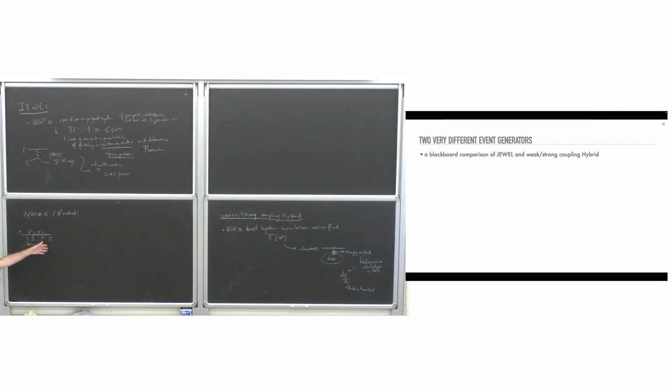So it also, of course, has to get the geometry correct. The production point is sampled from the overlap function of the nuclei. So the distance that some particle is going to travel in the QGP is an event by event thing. That's almost trivial, but if you don't do this, you'll get wrong things.